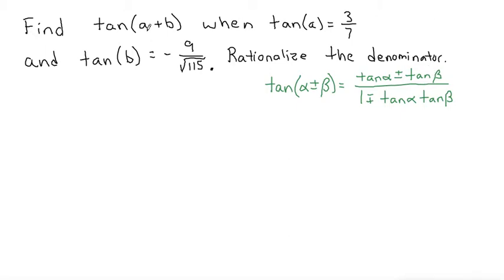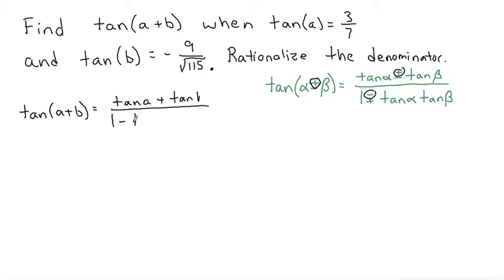Since we want to find the sum of the trig function, tan of a plus b, the plus is on top in the formula, so we're going to choose the signs on top. So that makes our formula tan of a plus b is equal to tan of a, we'll use plus on top, tan of b, over 1, and this time it's minus tan a tan b.